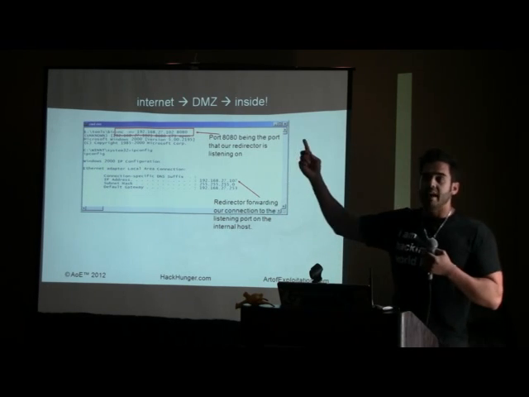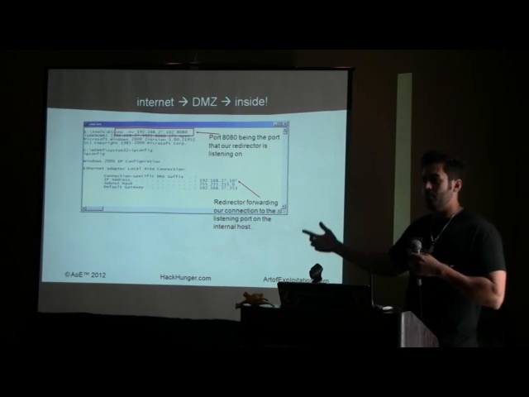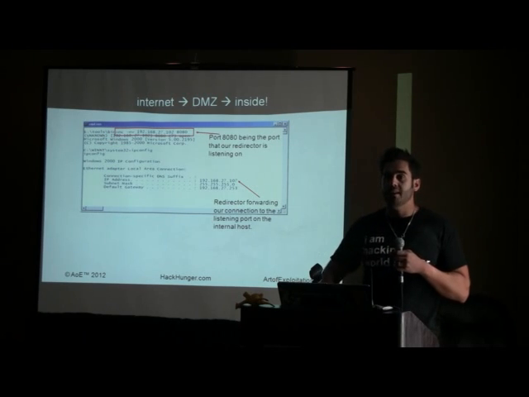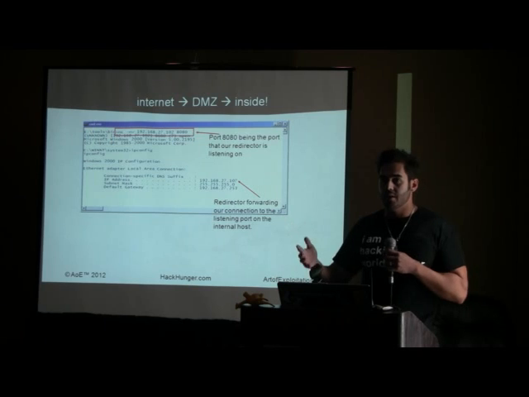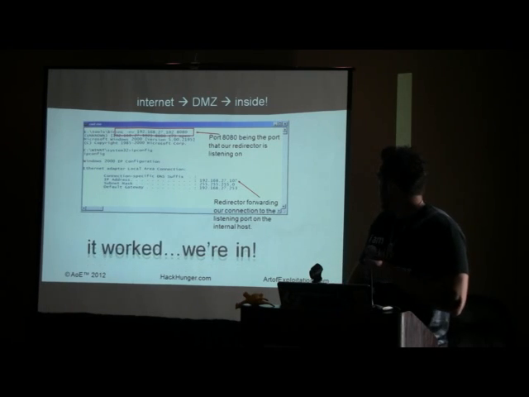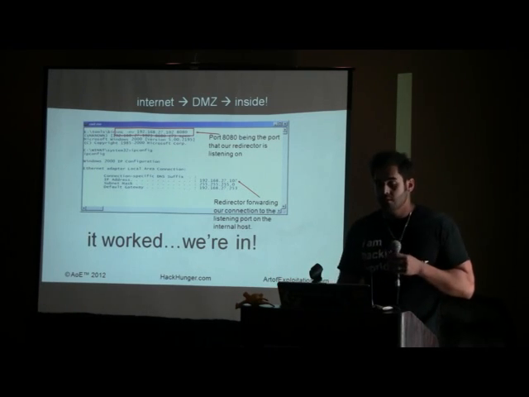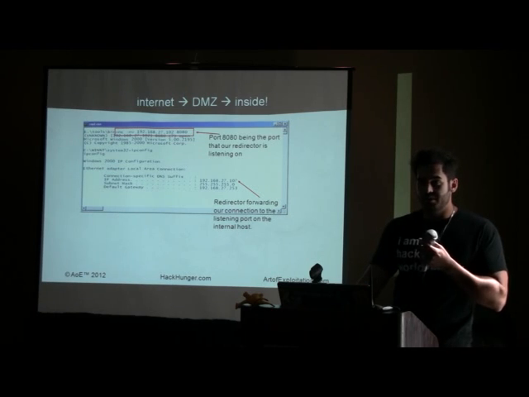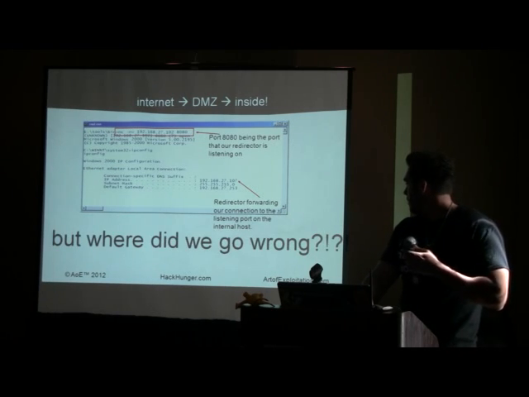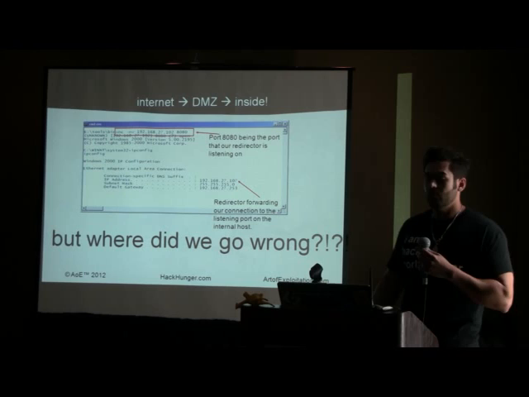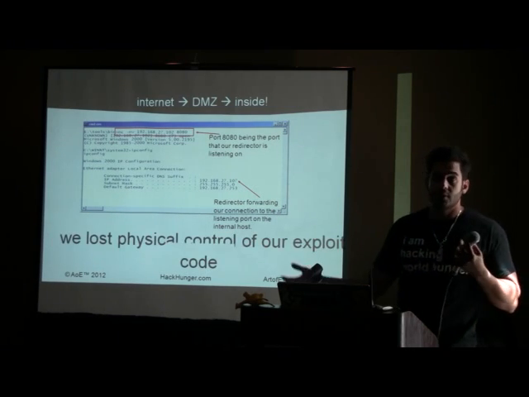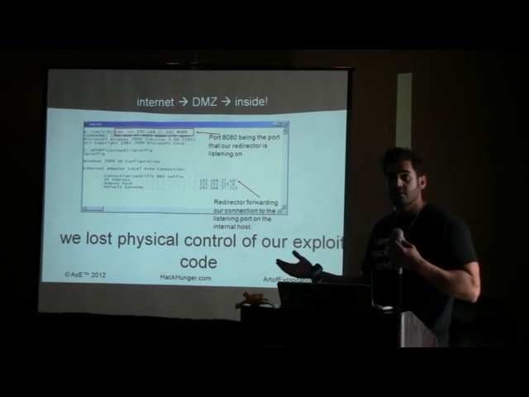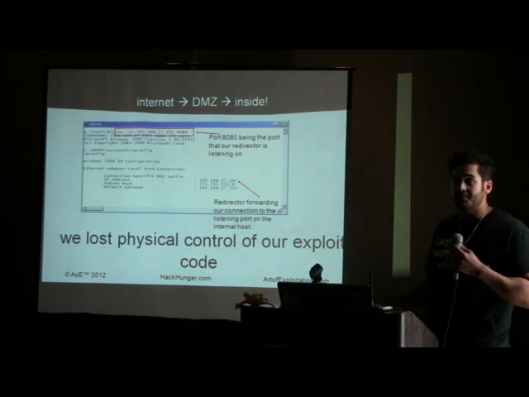Now that's just one data pipe in this scenario. It can get a lot more complex when you start talking about adding in multiple proxies, doing good tradecraft in between you and your in target. All right, so it worked, we're in. But there was a critical flaw in what we just talked about. Where did we go wrong? Well, where did we put that exploit code at? On that hacked web server, right? We lost physical control of our exploit code.